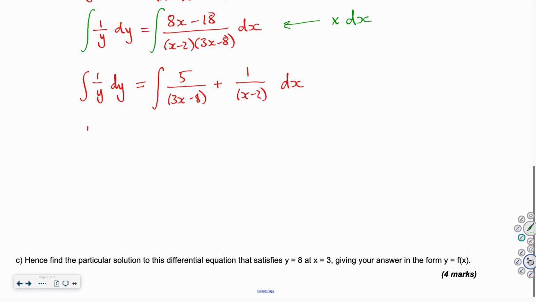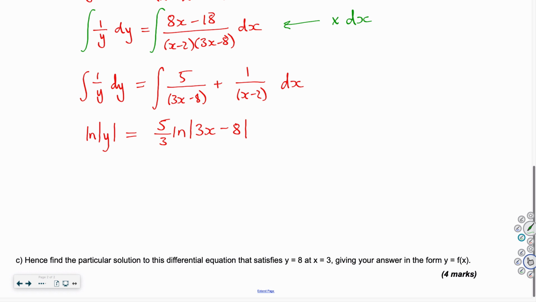So 1 over y integrates to the natural log of the modulus of y. And then integrating the right hand side, 5 over 3x minus 8. So if we have a look at the 3x minus 8, when we differentiate that, we actually get a multiple of the numerator. So we know that we're going to get a natural log. So we know we're going to get the natural log of the modulus of our denominator, which is 3x minus 8. But we're also going to then have to times by 5, but also divide by 3, which is what we get when we differentiate the bracket.